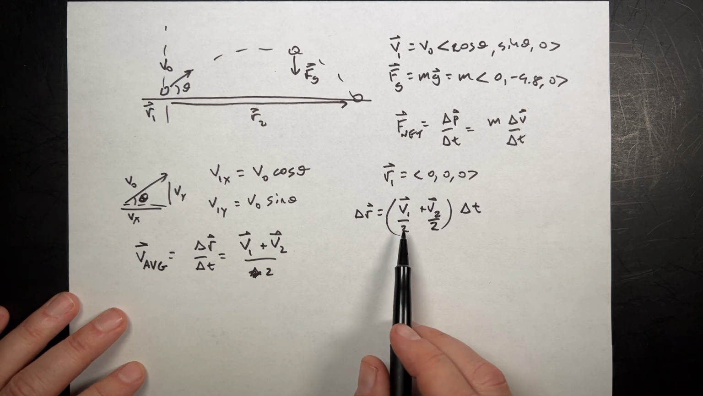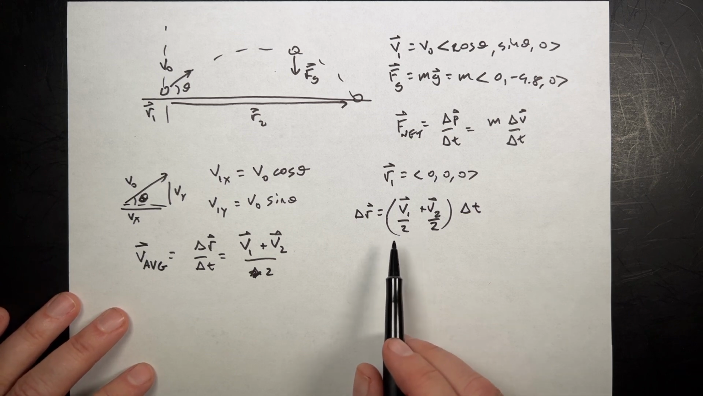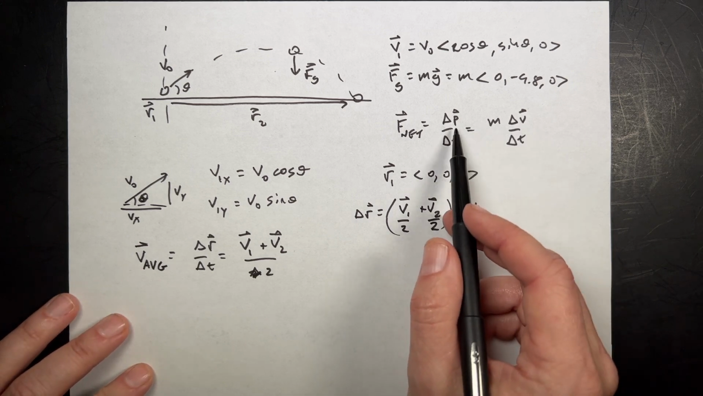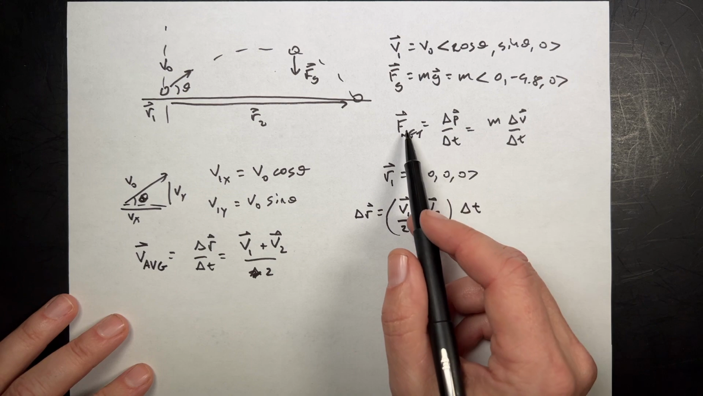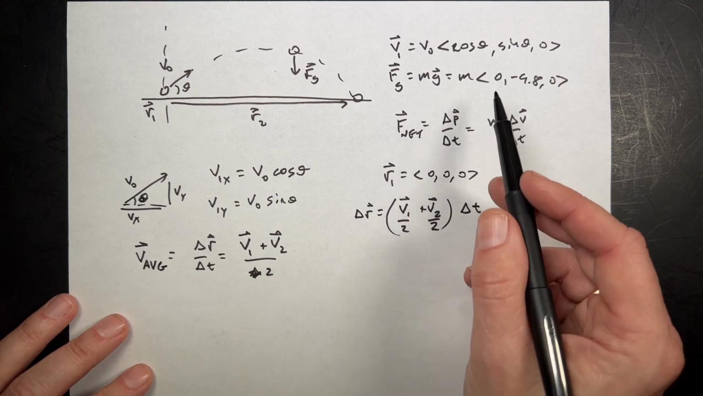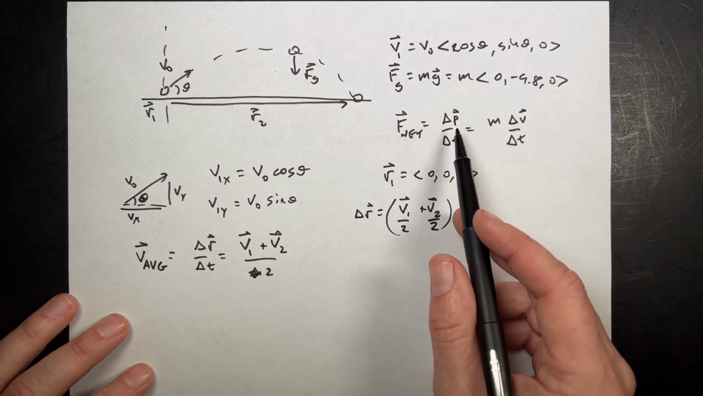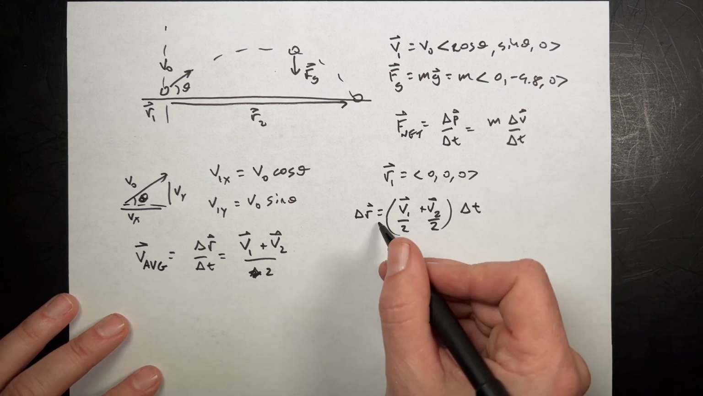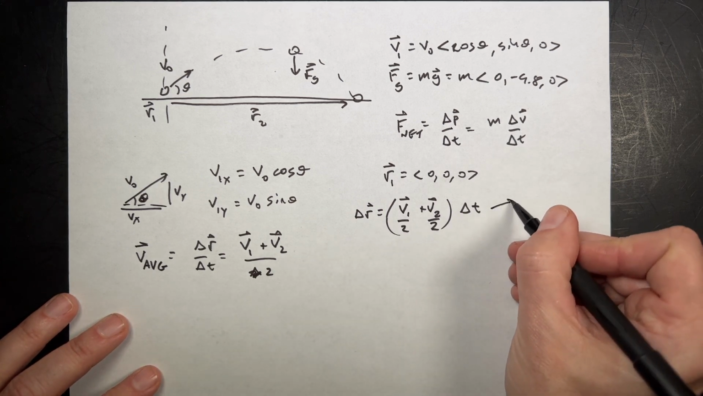Now, let's go ahead and break this into an x and a y equation. Because if I look right here, the change in momentum depends on the force. And in the x direction, the force is 0. So that means the change in momentum and the change in velocity have to also be 0. So I'm going to write this as an x equation.